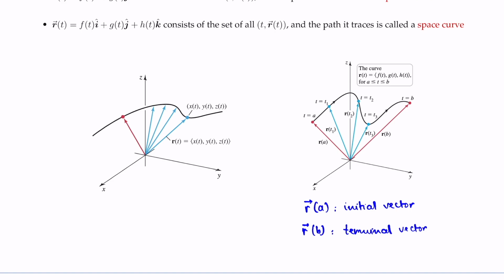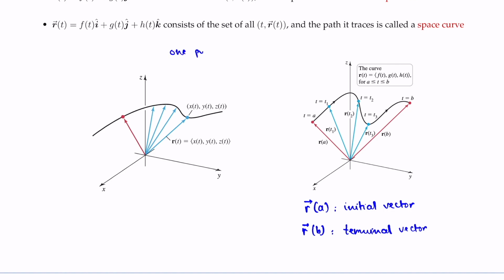Now for each t, you can draw out a vector and the corresponding point, and if you connect these points together, you get the vector-valued function's space curve if you look at three-dimensional vector-valued functions, or a plane curve if you look at two-dimensional vector-valued functions. So again, one point on the curve corresponds to a single position vector.